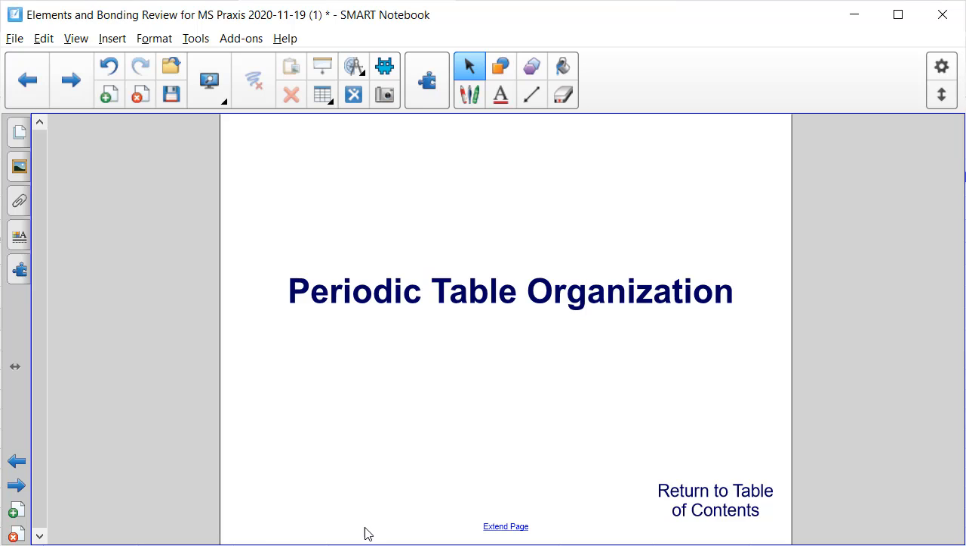In this next section, we're going to walk through how the periodic table is organized.